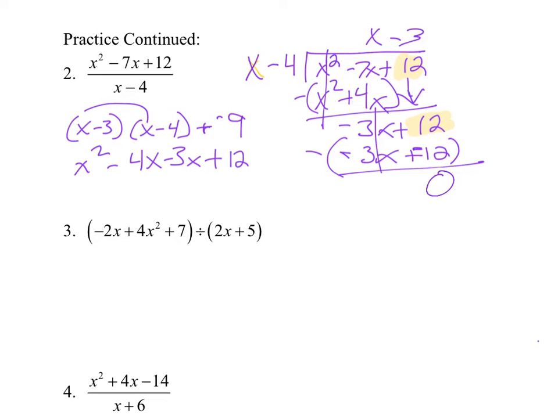Okay, so hopefully you're starting to learn how to watch for errors. Boy, must be late in the day for me. All right, so we end up with x squared minus 7x plus 12, which is indeed what we wanted it to be.